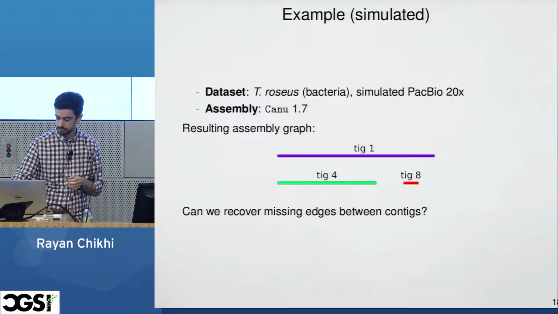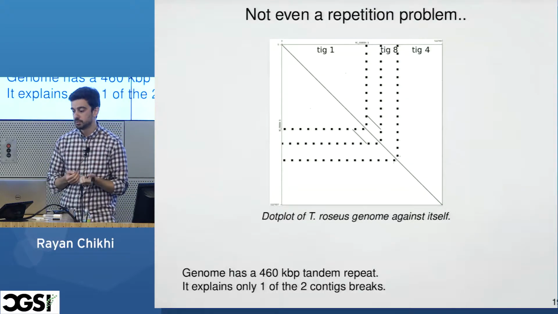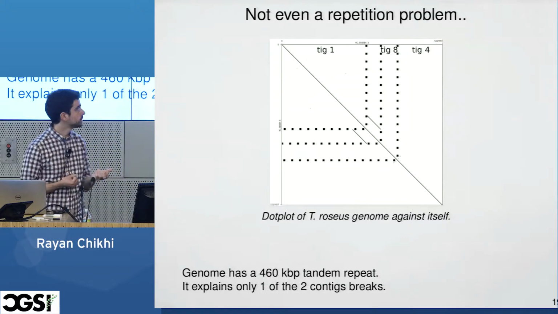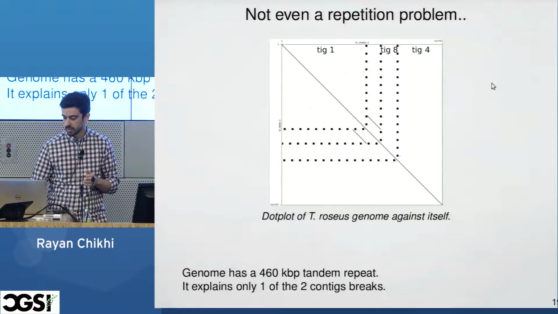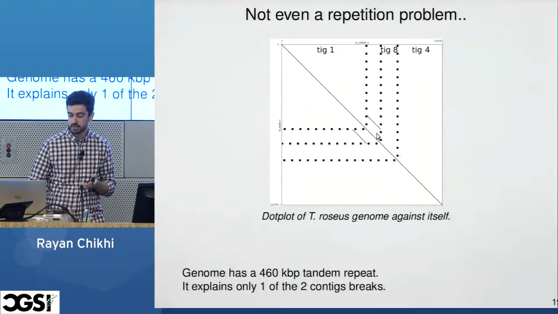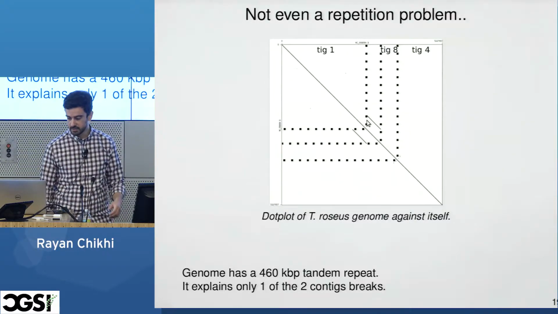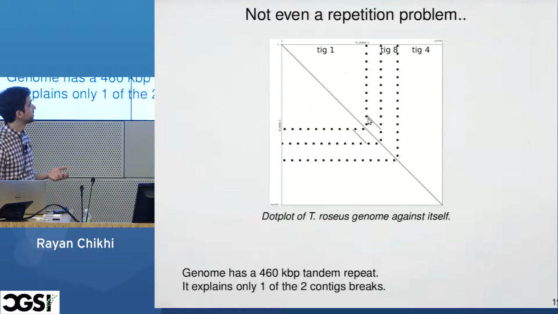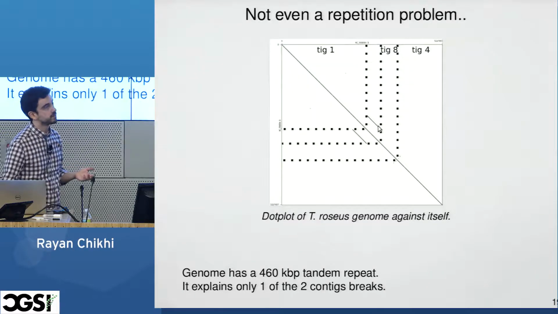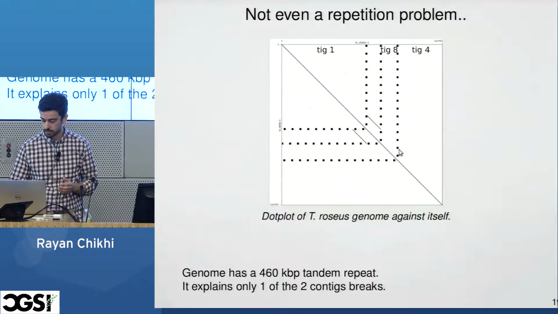So we attempted to do that. But before, we wanted to see if it was a problem due to some repetition inside the genome we tried to assemble. We did a dot plot of contig versus genome, and genome versus genome, and noticed that there is a large tandem repetition of around 440 kb inside this genome. It's hard to resolve, even using long reads. The breaks in the assembly correspond to extremities of this repetition. But there is an extra break between contig 8 and contig 4, which is not inside a repetition. So why is that?